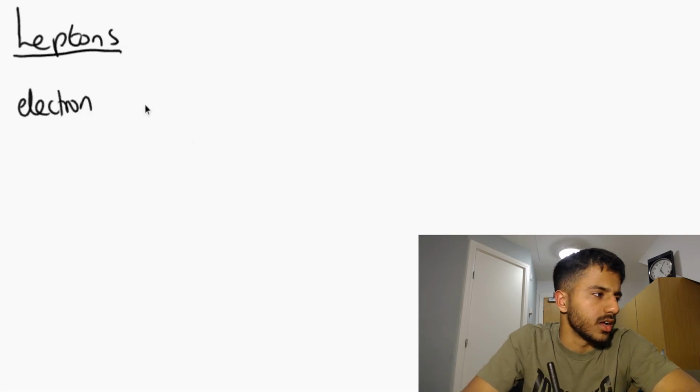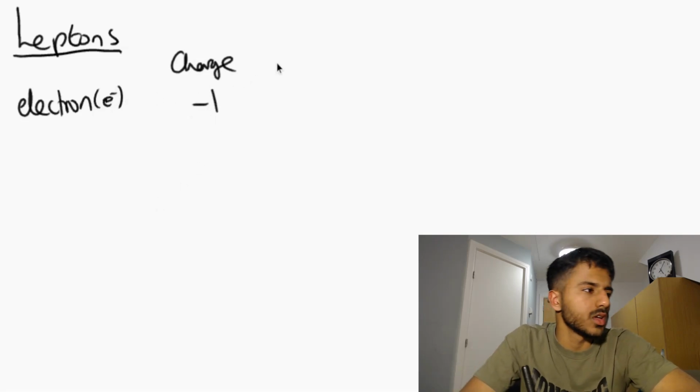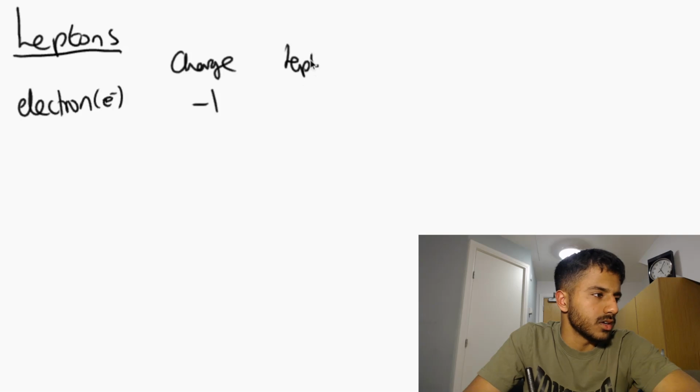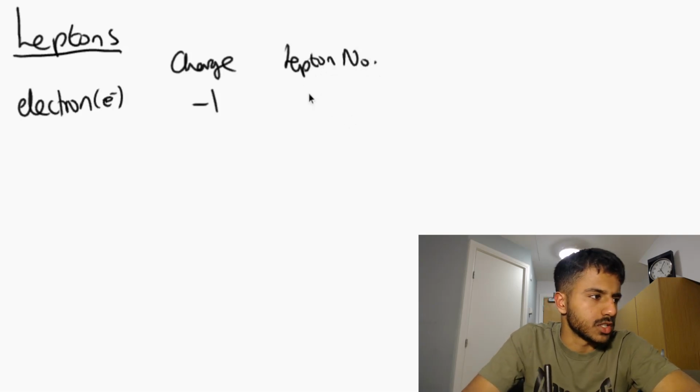Now we all know that the relative charge of an electron is -1. And a property that you're probably not used to, we're going to call it the lepton number. The lepton number of the electron is +1.